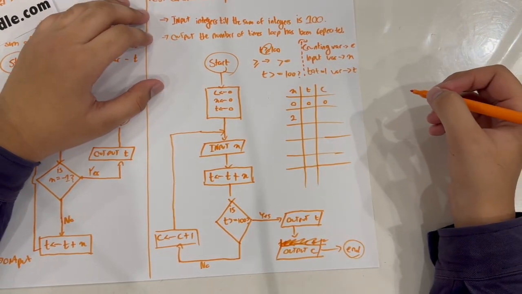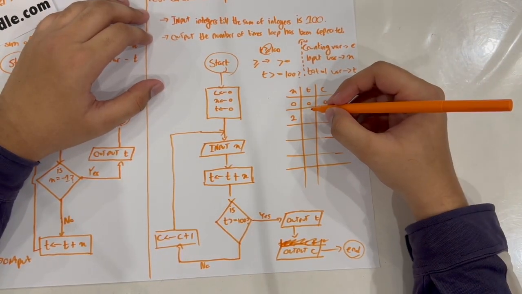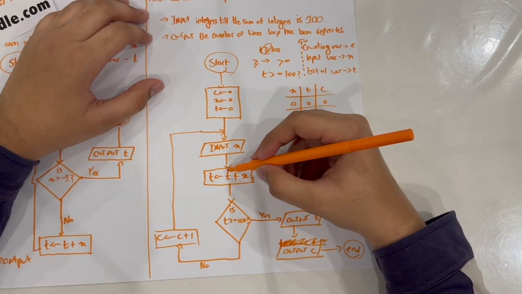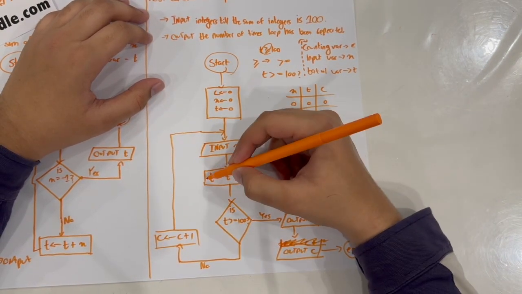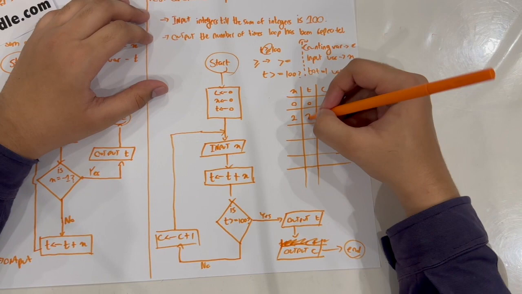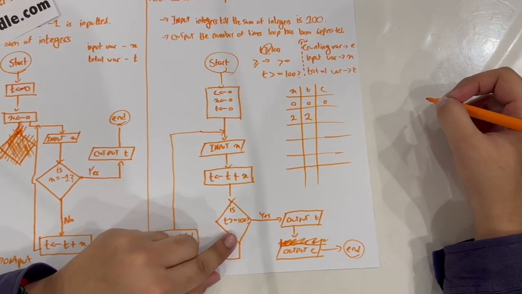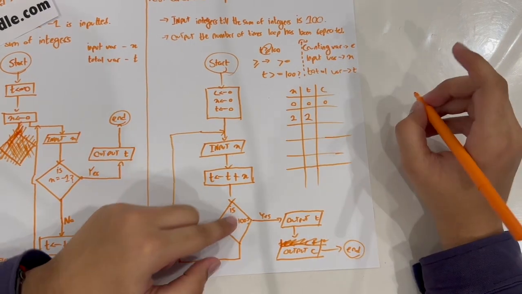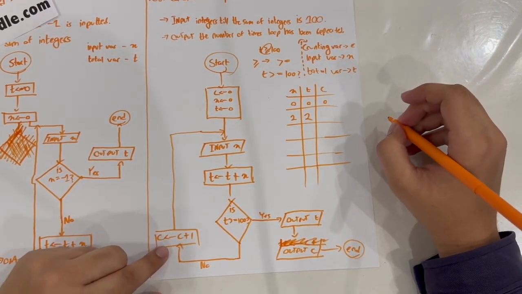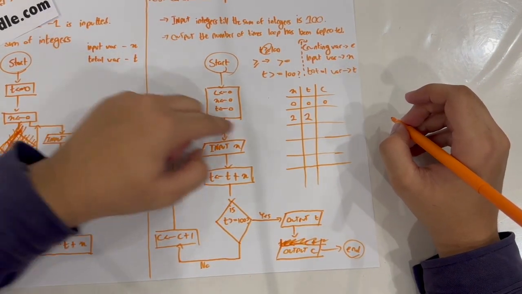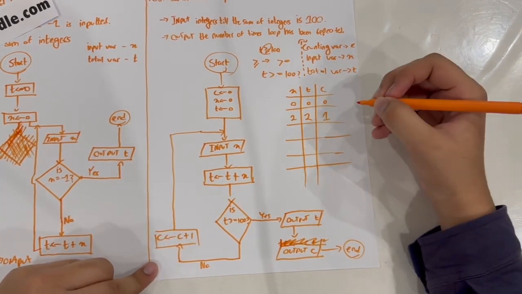Now the total was initially 0, but it's going to add 2 to get the new value of total, which will be 2. So here we're going to write 2. And then, is the total greater than or equal to 100? No. We're going to go to the no path. We're going to count the number of times the loop has been repeated, so we're going to put 1 here.